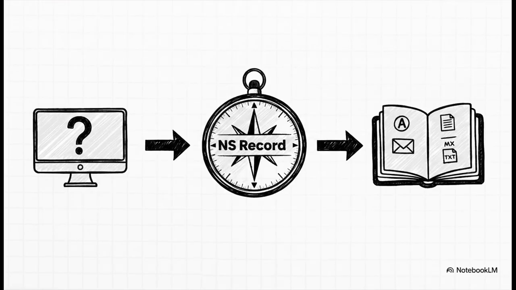And finally, we get to the record that kind of holds the whole system together, the NS record. If the zone file is the address book for your domain, the NS record tells the rest of the world where to find that address book. It points to the ultimate source of truth.